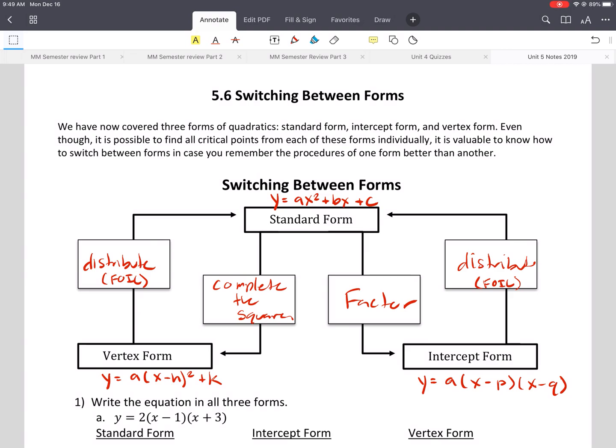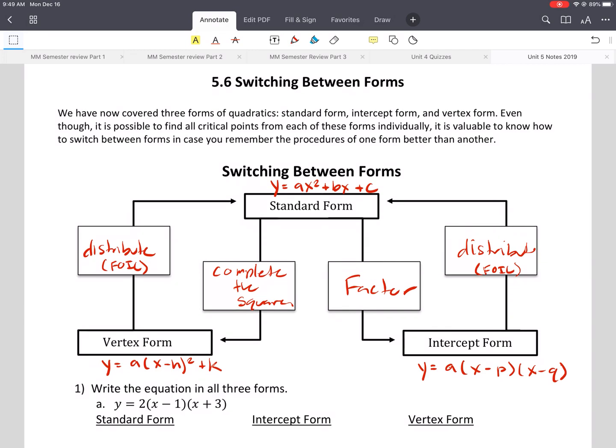So we've talked about all three forms now. We have standard, intercept, and vertex form, and they're listed here below their names. But now we want to be able to figure out how to switch between forms, because sometimes graphing is a lot easier if you have it in a certain form, okay? So this is the flow chart.